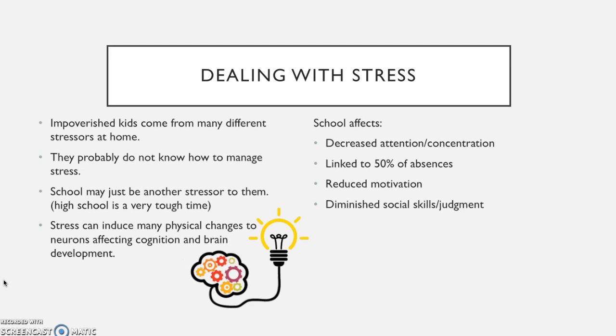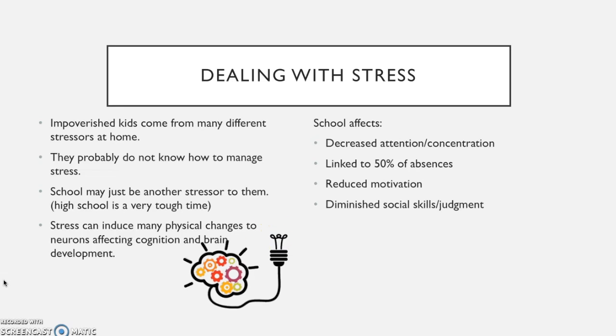Now add to that the stress of being impoverished, the stress of maybe not knowing where your next meal will come from, or waiting to come to school so that you can eat. These kids have to deal with so much more than we can imagine. And they come from other stressors at home as well. It might be abuse. It might be having to deal with not having really parents available at home that you can seek guidance from. And they're pretty young. They probably don't know how to manage this stress. They might have no coping mechanisms or bad coping mechanisms.